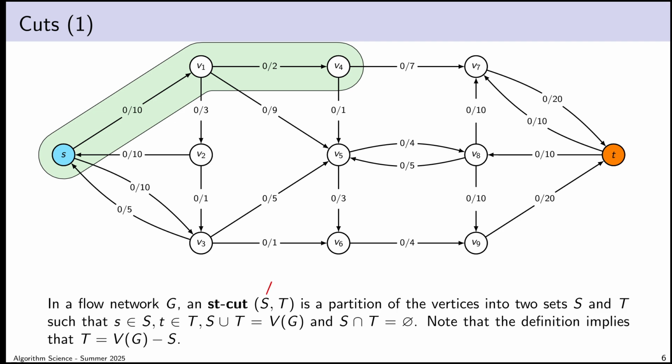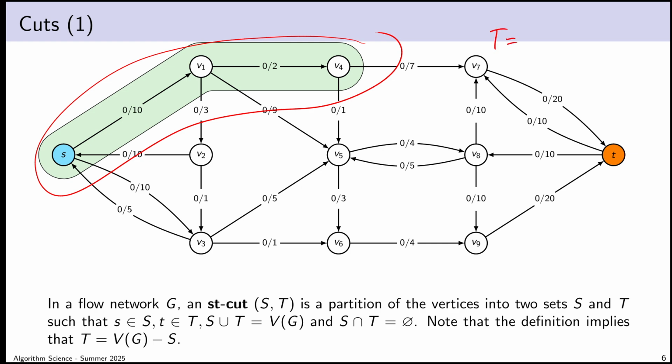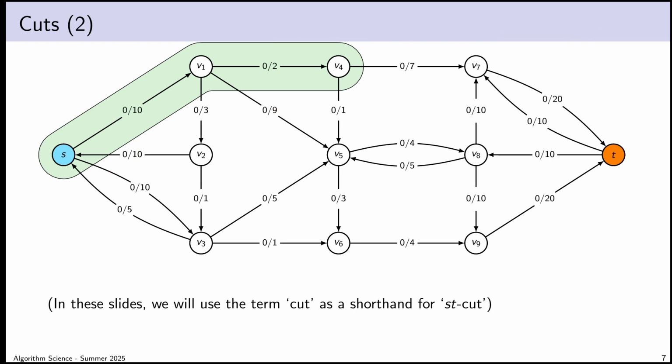The source vertex must be in S, the sink vertex must be in T. Notice that one way we could read this definition is that once I've defined the contents of S, the contents of T is just everything else. So the vertex set minus the contents of S.